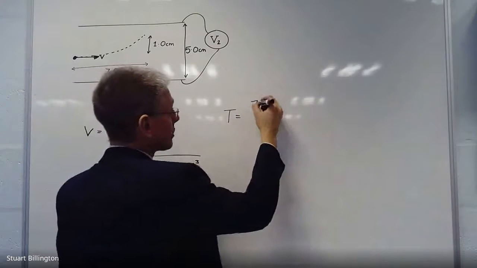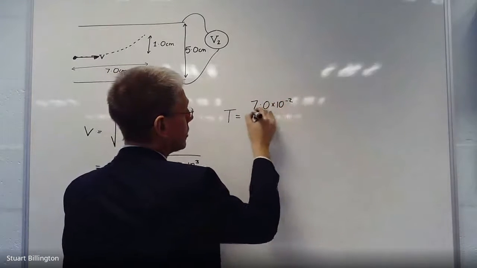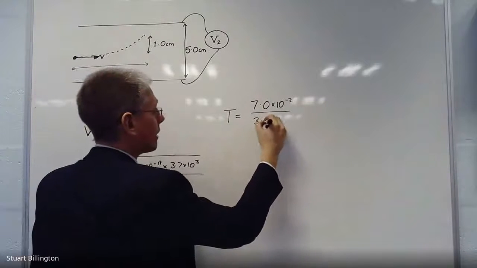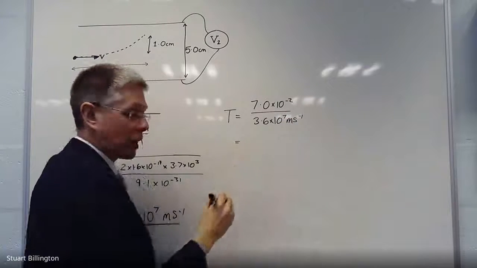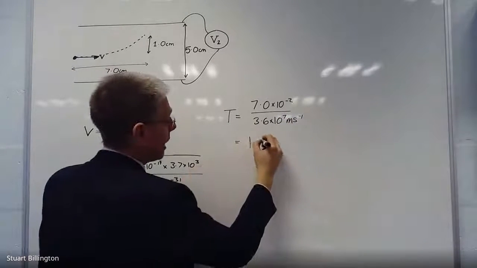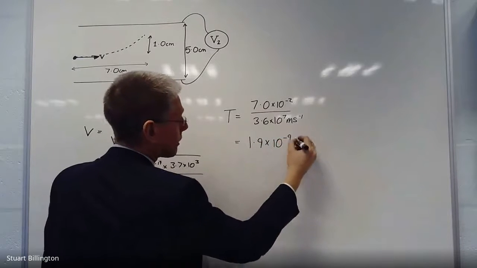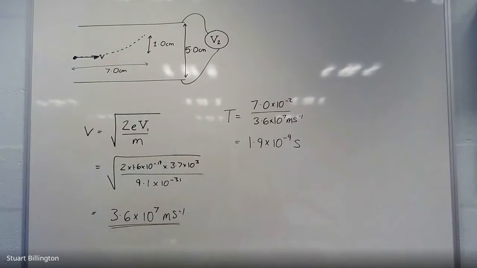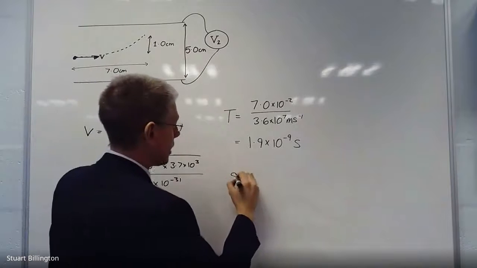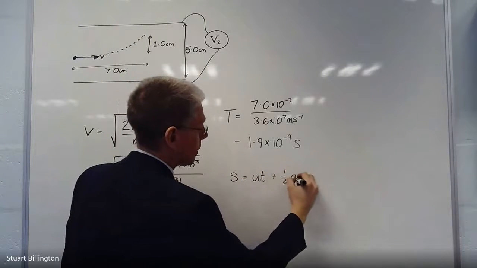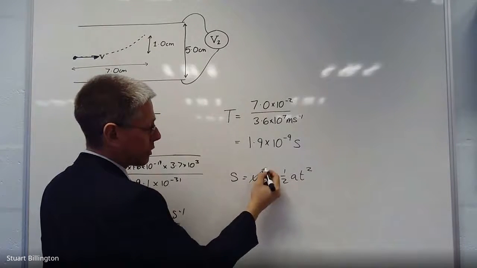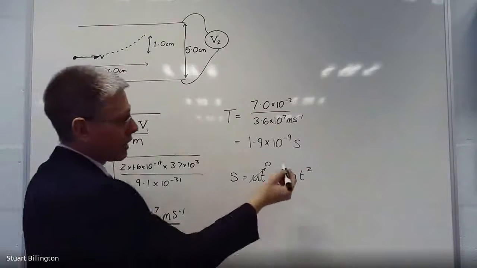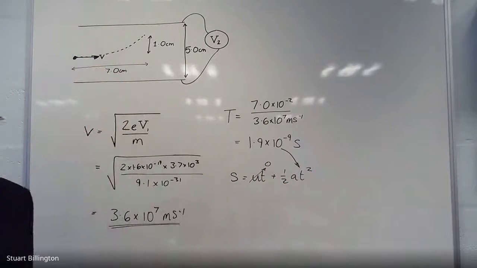So the horizontal distance traveled was 7.0 times 10 to the minus 2, and then we just need to divide by that to give us the time of flight, and that comes in at around about a billionth of a second. So now we've got the time of flight, we can put that into the equation s equals ut plus a half at squared. Now the initial vertical speed is 0, so we don't need to worry about that. And the time of flight is what we're going to be using for t here.